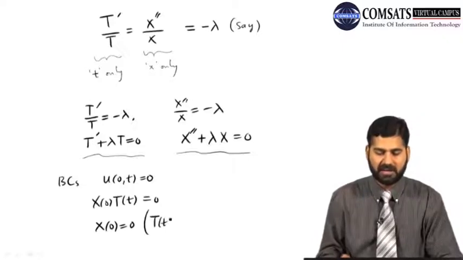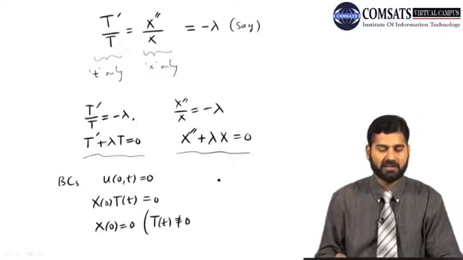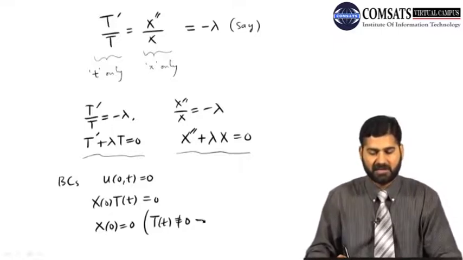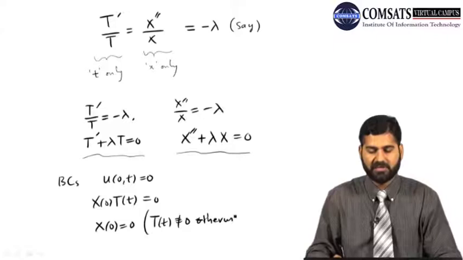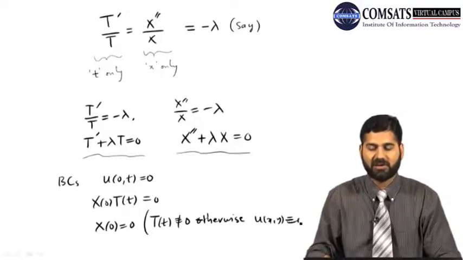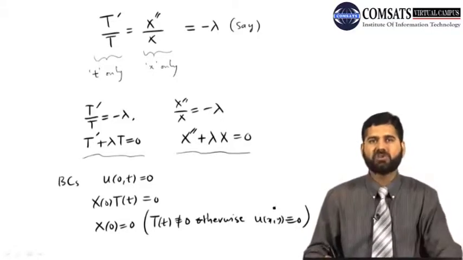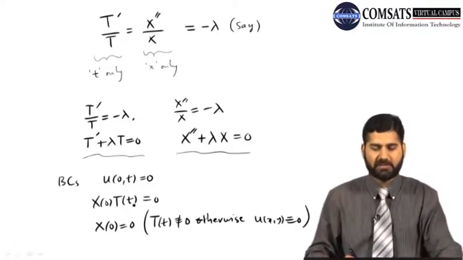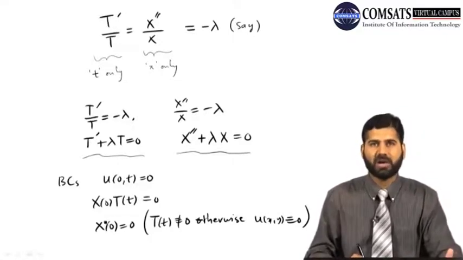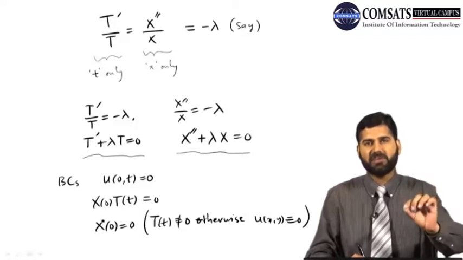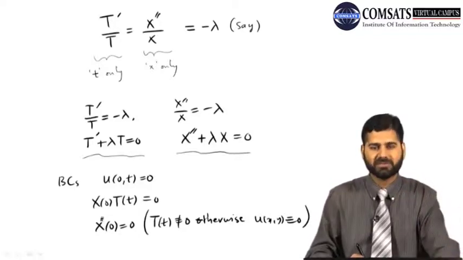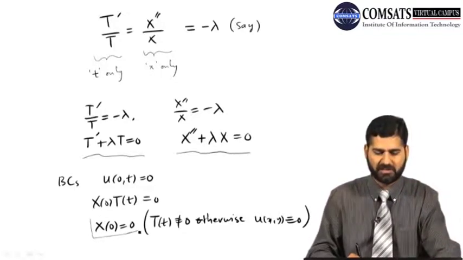T(t) cannot be equal to 0 identically. Because otherwise, if it is 0, then your solution will become 0, and we are not interested in that. Right? We are not interested in 0 solutions. That's why we cannot take capital T(t) equal to 0. But X(0) can be equal to 0. This is not the whole X. This is X, the value of X at some point may be 0. No problem, right? So this is one of the conditions.